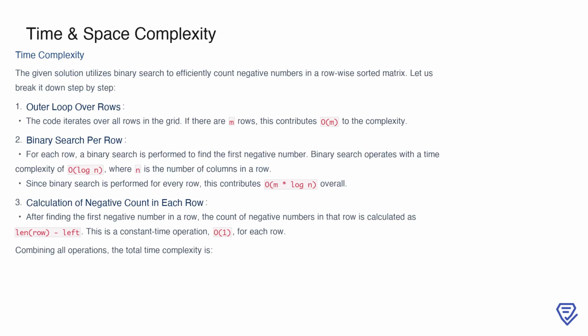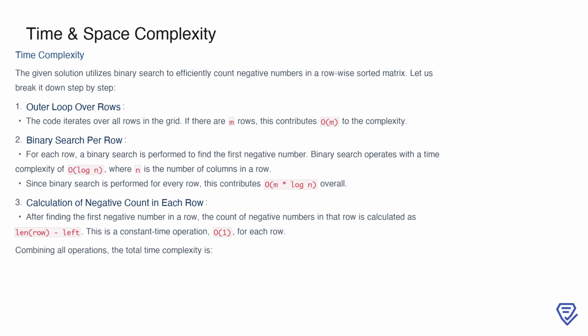Here, we analyze the time complexity of our solution. The algorithm begins by iterating through each row of the matrix, and since there are m rows, this contributes m to the overall complexity. Within each row, we apply binary search to locate the first negative number. Binary search is highly efficient, operating in log n time for a row with n columns. Since binary search is repeated for every row, this step adds up to m * log n for the entire grid.